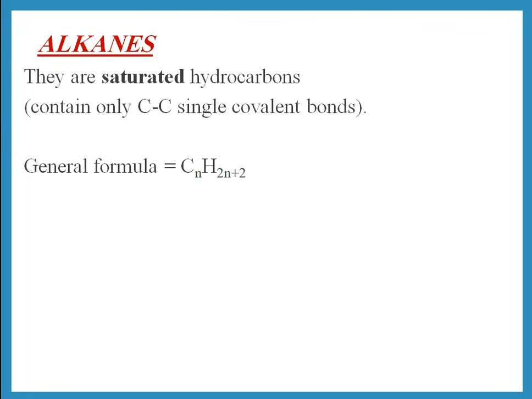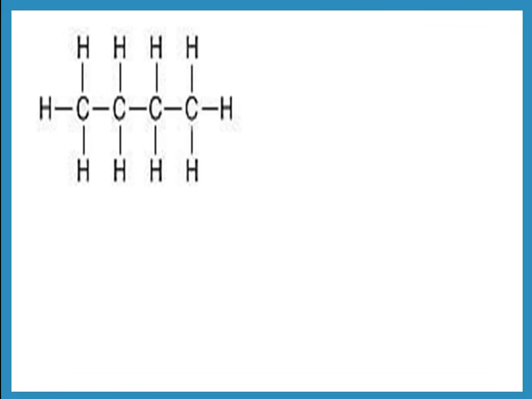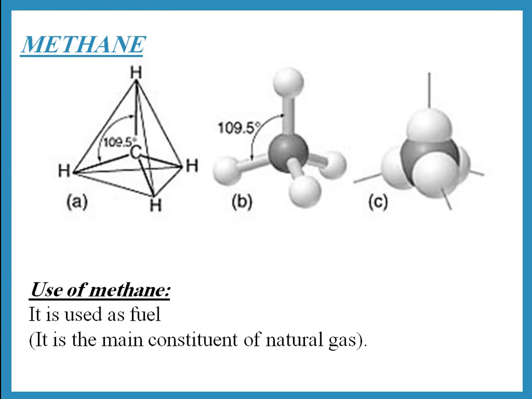Again, you should remember alkanes are saturated, and we said they're saturated because they have only single bonds. They are hydrocarbons because they all have carbon and hydrogen only, and their general formula is CnH2n+2. That means the hydrogens are twice the number of carbons plus 2. And we said I can either draw the alkane in a displayed formula, or a structural formula, or a skeletal formula. One of the important alkanes is methane.